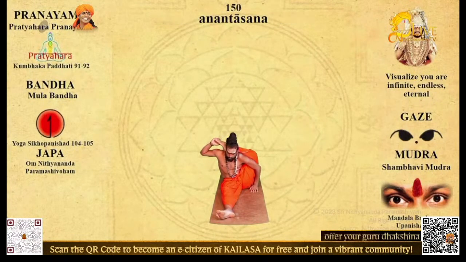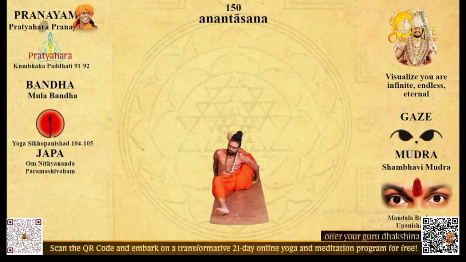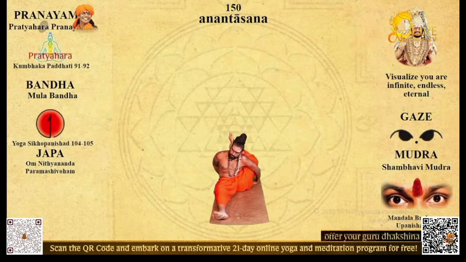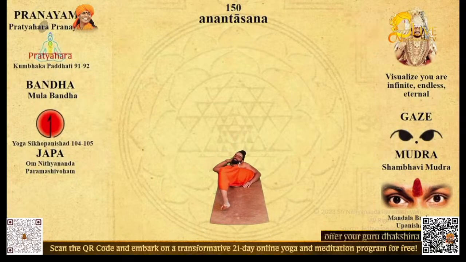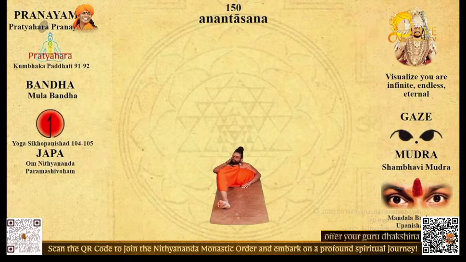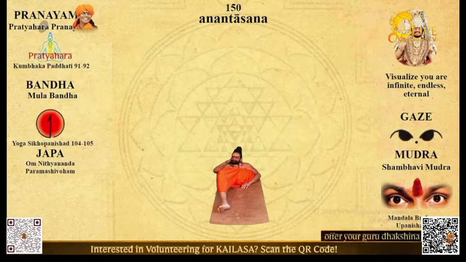The next asana is the Anantasana. Now, maintaining the same position, lie on your back with the right leg behind your neck. Hold your foot with your left hand from the top of your head. Straighten your body and concentrate on the prana moving from Mooladhara to the Brahmarandra. Gaze at the tip of your nose.